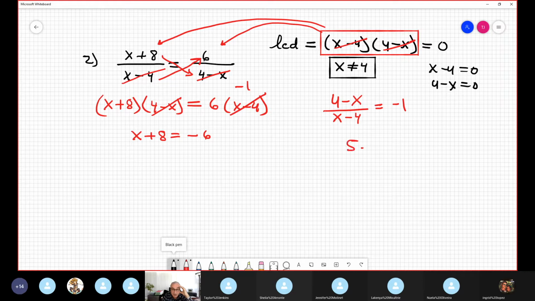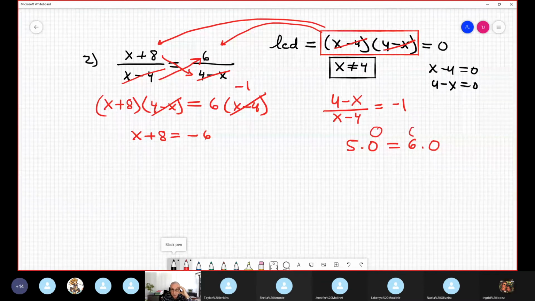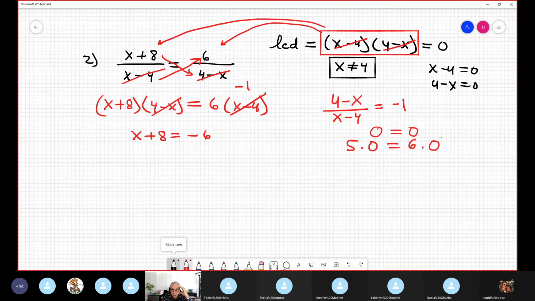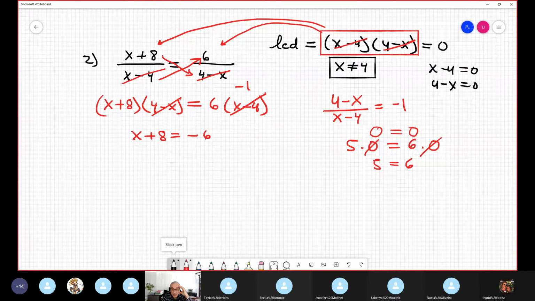Because, for example, 5 times 0 is equal to 6 times 0. This is true, right? Because 5 times 0 is 0 and 6 times 0 is 0. This is a true statement. However, if we cancel out the 0, we have a contradiction, right? That is the reason for the restriction. So we can delete under the consideration that x is not 4.